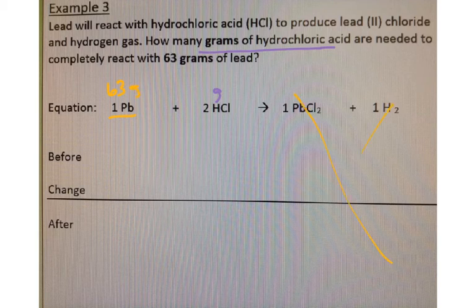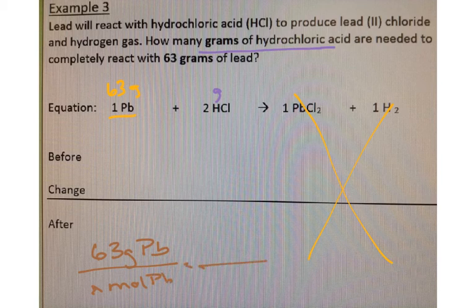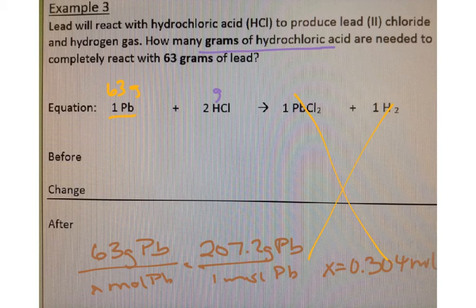I don't care anything about my products in this case for this particular problem. So I am given 63 grams of lead. What I'm going to first need to do is convert that into moles in order to use my BCA chart. So I've got 63 grams of lead, and I'm going to put it over X moles of lead because I need to figure out how many moles it's proportionally equal to. What I do know is that the molar mass of lead is 207.2 grams of lead for every 1 mole of lead. So when I cross multiply, I am actually starting with 0.304 moles of lead.